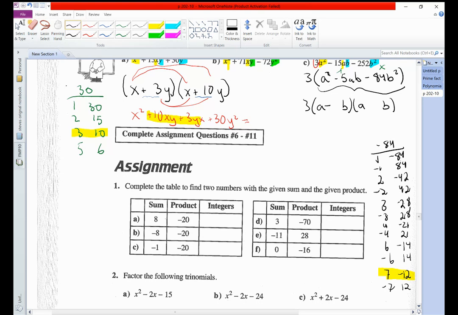Again, you can write them in any order that you want. And it's a minus 12b multiplied by a plus 7b. And don't forget that 3 out there. That's a pretty common mistake, and I will see some of you doing that because it is one of those things that gets forgotten about. So make sure that's not you.